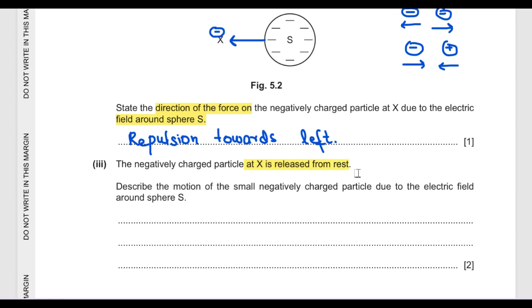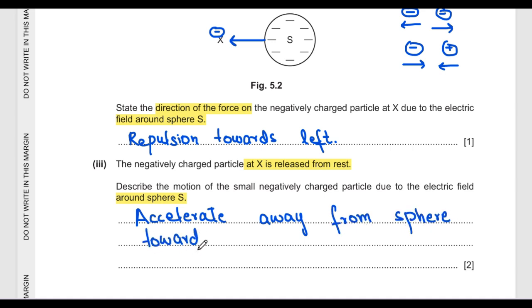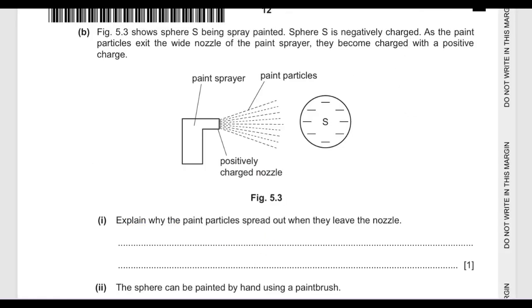The negatively charged particle X is released from rest. Describe the motion of the small negatively charged particle due to the electric field around the sphere S. As you know that the force is acting towards the left side, it will obviously accelerate towards the left side of the page. So I'm writing accelerate away from the sphere towards the left side. That's it. B part is saying figure 5.3 shows sphere S being spray painted.